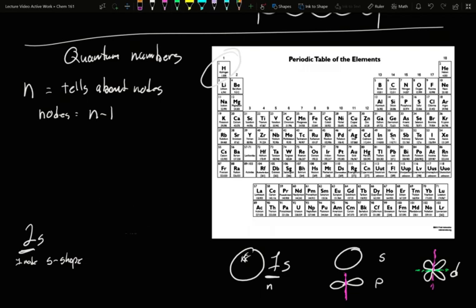Radial nodes show up anytime you need extra nodes and you need a shape that doesn't have any planes. So a 2s will look like this, where a 1s, as we saw earlier, is just going to be one phase.